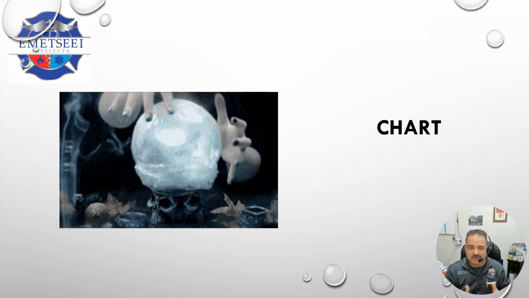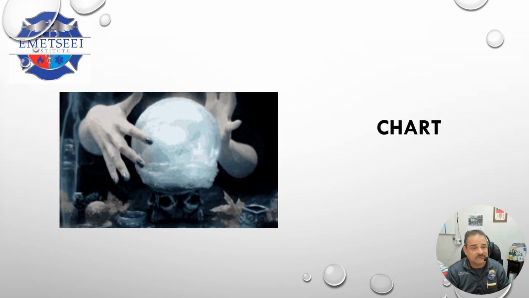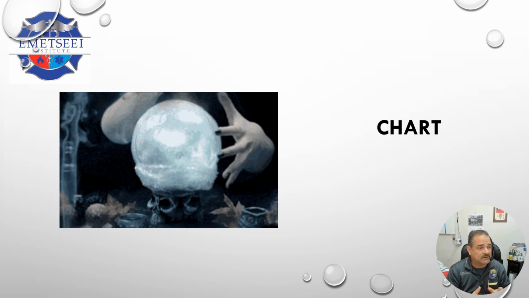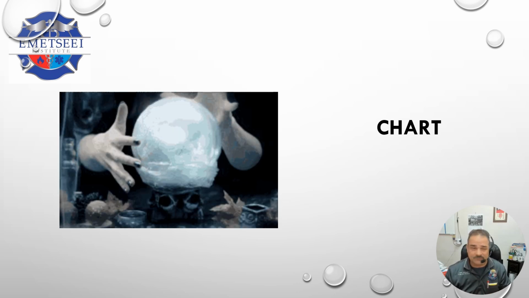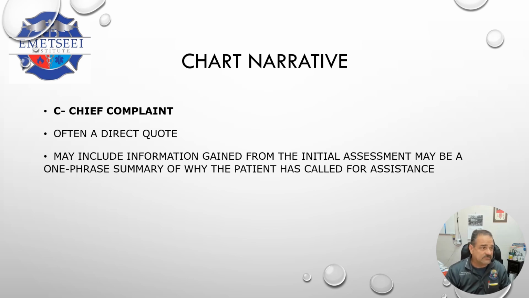All right, well, we've talked about SOAP. Now let's talk about CHART. We're going to move forward here and go over CHART in the same kind of way and make sure we cover all our bases. CHART. C, chief complaint. Hey, it's the direct quote. I got chest pain. Okay, that's your chief complaint. That is your C. It also can include information that you've gained in that initial assessment.